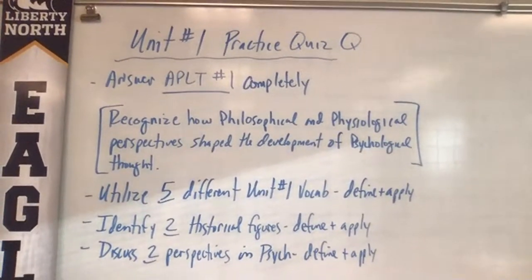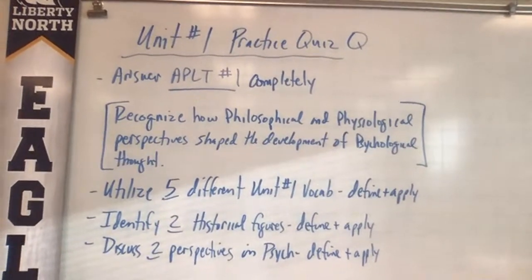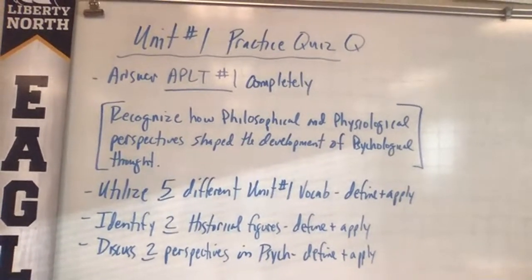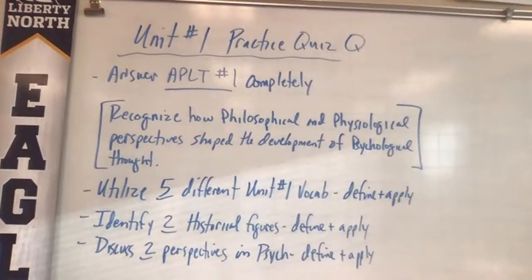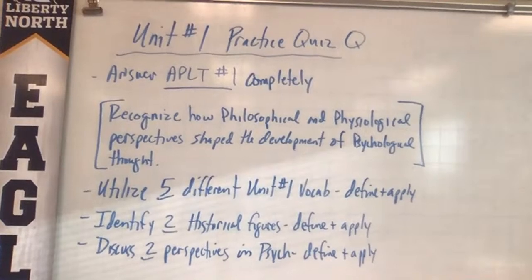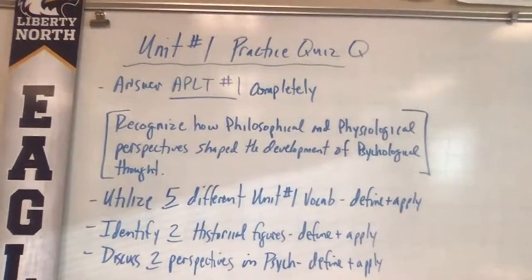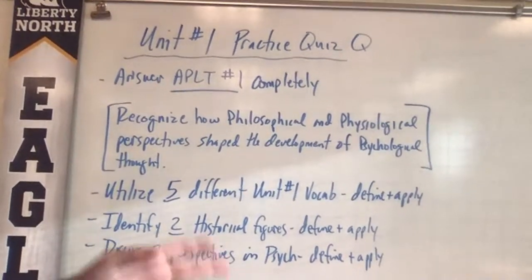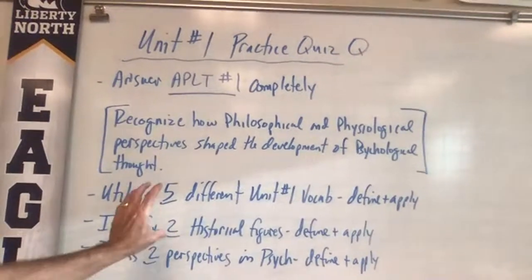Okay, then you're going to access your vocab section. You're going to try to look through that quickly and figure out, what 5 vocab terms could I easily apply to the question. Find 2 historical figures I could easily apply, and then find 2 perspectives that I could easily apply. Now this does not have to be written in essay form. It doesn't have to be written in paragraph form. You can bullet it. You can put a chart in here, just as long as you specifically answer.